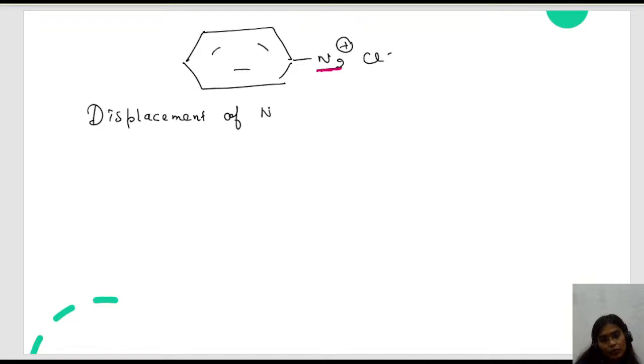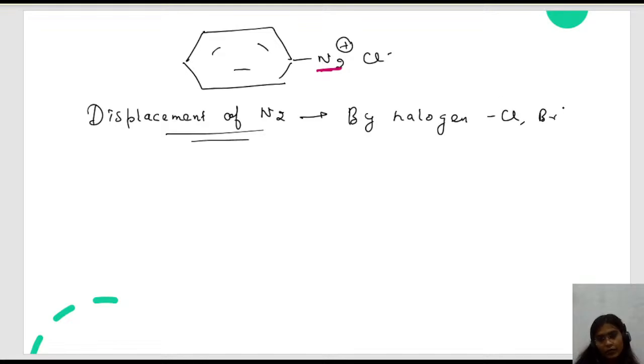So this N2 group can be replaced by many groups. First of all, by halogen. If we're discussing the halogen part, halogen can be chlorine, bromine, and the cyanide part also. Okay, so it is classified into two portions.